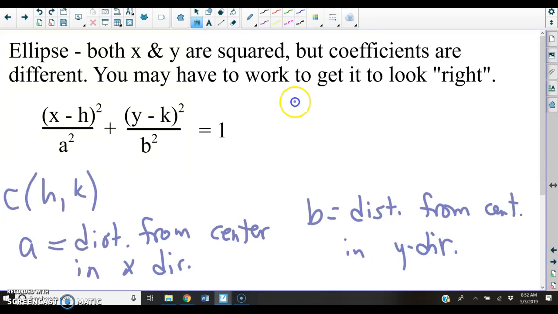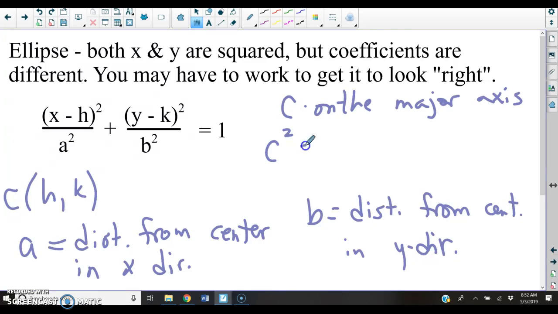And c is going to be on the longer axis, the major axis. And c squared is the difference of a squared and b squared. Always make it positive. It's going to be on the same axis as the bigger of the two numbers.